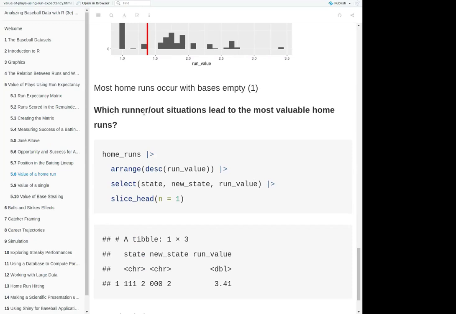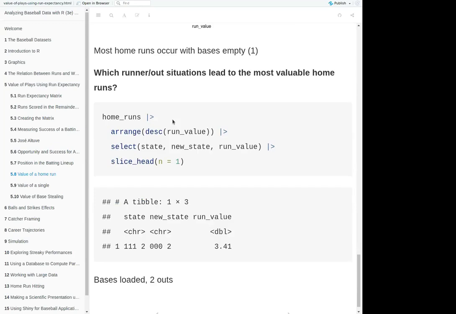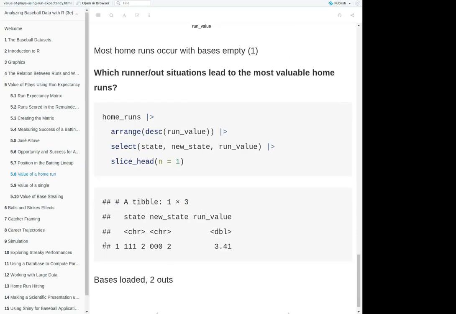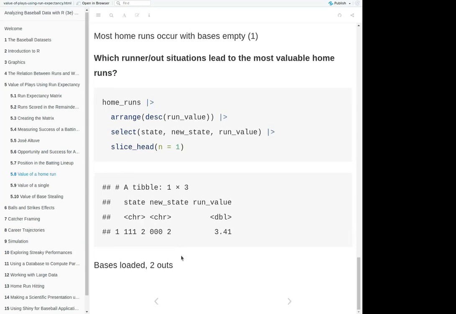So we can then look at which runner out situations lead to the most valuable home runs. There are multiple ways to do this, but the way the book did was by taking the data frame and arranging in descending order so that our highest run value is at the top. And then just taking that top row. And we can see that the highest, most valuable home run gets a run value of 3.41 when the bases are loaded and there are 2 outs. And then somebody hits a home run. So our new state is no one on bases and 2 outs. This intuitively makes sense, but it's really cool to see the actual data and the run numbers on it.